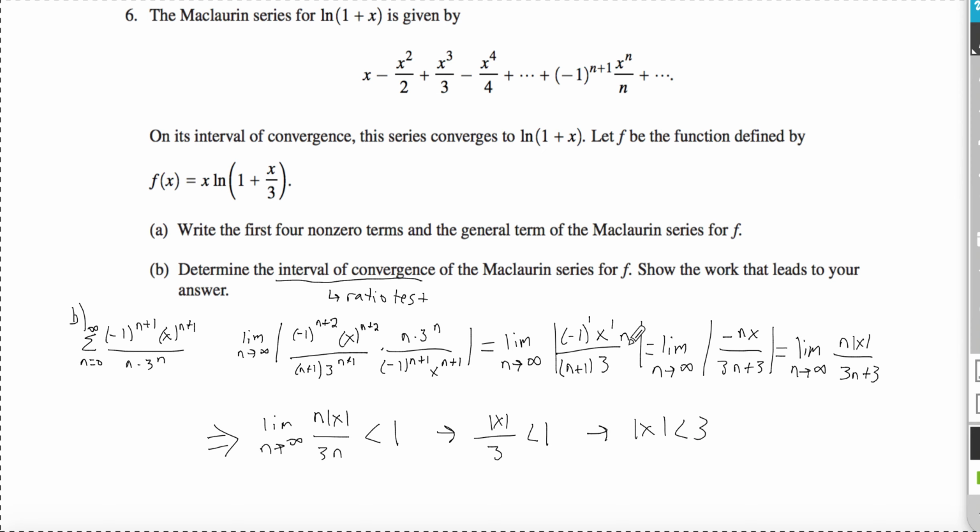So the absolute value of x has to be less than 3, which means that x has to be between negative 3 and 3, right? We want the interval of convergence. The interval of convergence, in this case, is negative 3 to 3. If they ask us about the radius of convergence, the radius of convergence is 3.